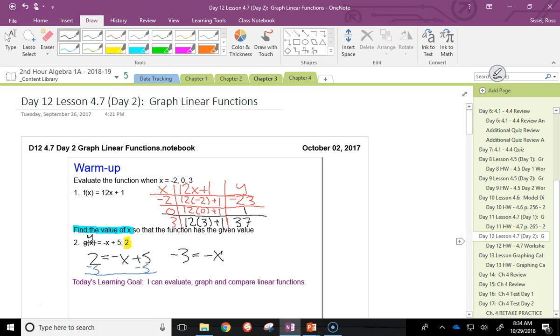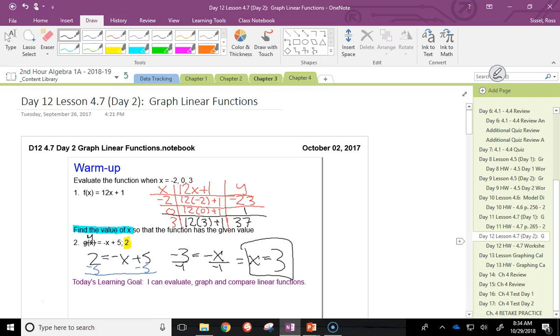Are you done? No, you gotta divide by the negative. Divide by -1. So x equals 3. Did everyone get 3? Yeah.